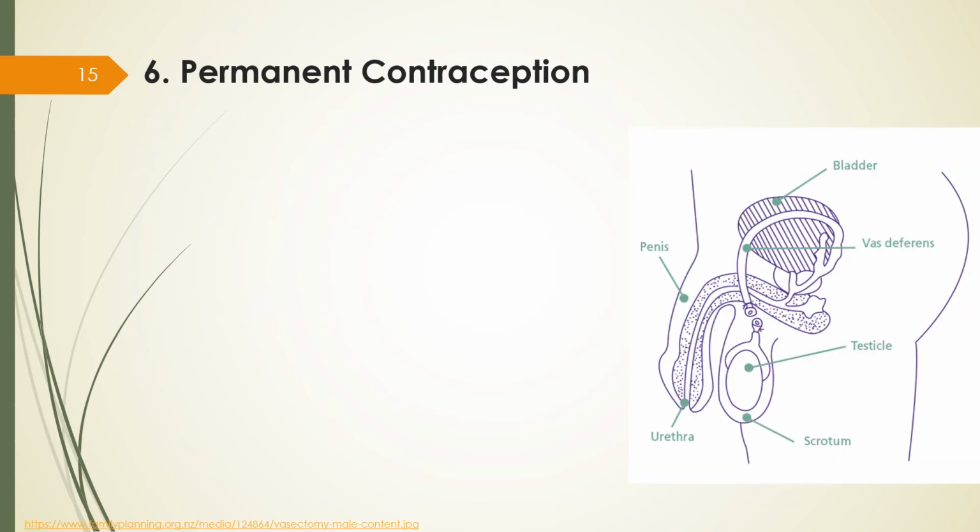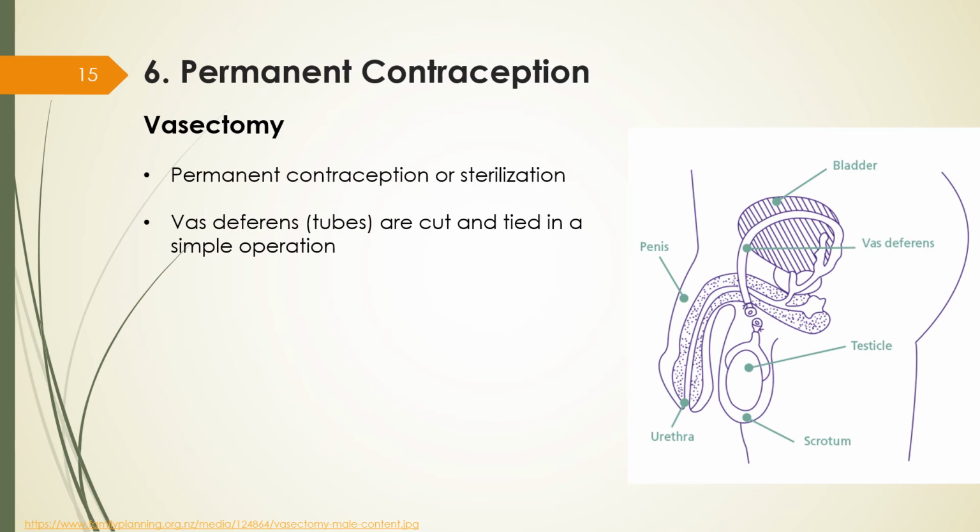Let's talk about men first. So, vasectomy. It's a permanent contraception or sterilization. What does it do? Remember the vas deferens? The vas deferens conduct the sperm from the testicles to the rest of the system. So these vas deferens are cut and tied in a simple operation.